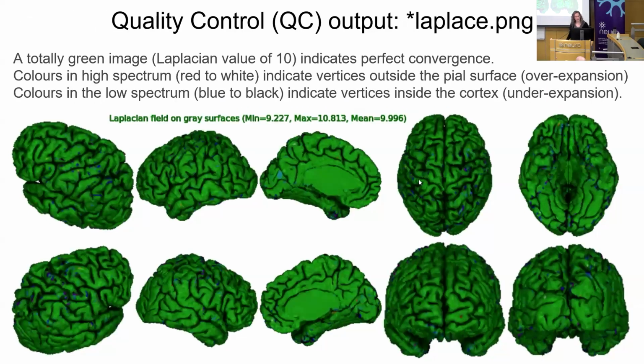Okay, I know this image also looks green, but it's actually a different plot. It's a Laplacian image. A value of 10 indicates perfect convergence. If you see high colors in the high spectrum, like red to white, that can indicate vertices that are overexpanded, too far outside the pial surface. In contrast, colors that are low, like blue to black, could indicate vertices inside the cortex, so underexpansion. So again, this is a good image, but maybe see a little bit of blue there. So there's an example of a little spot that is underexpanded.